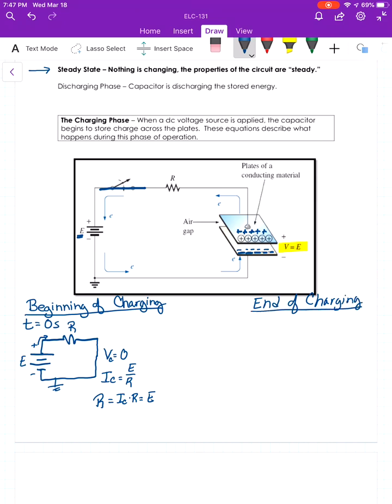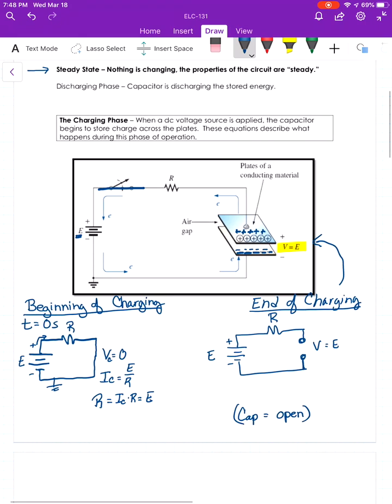Okay, at the end of the charging phase, remember, that's where our voltage drop across the capacitor is going to equal the supply voltage. So what does that look like? That looks like our E, our R, and over here our cap. Now, since V equals E, that basically means that our capacitor looks like an open circuit at this point.